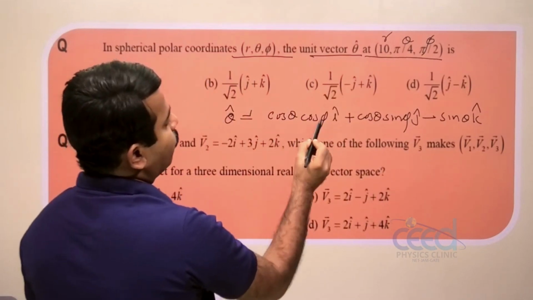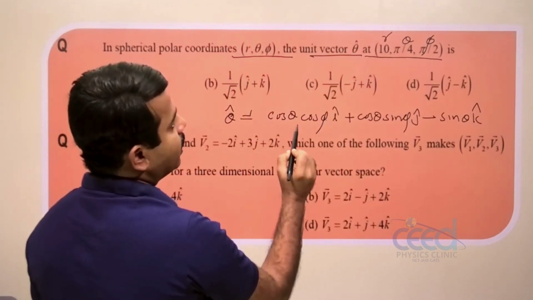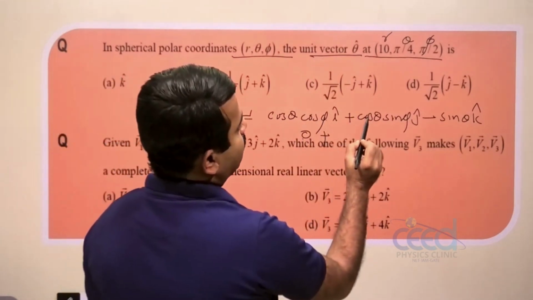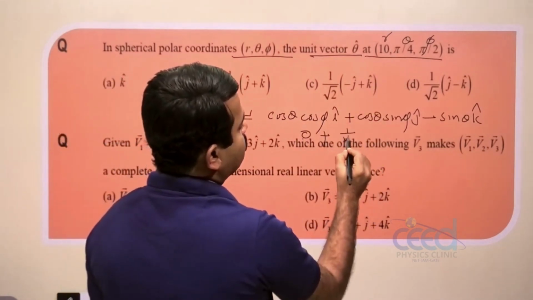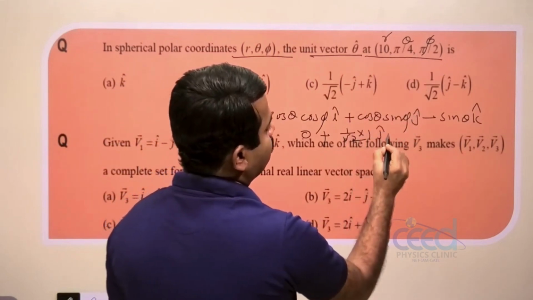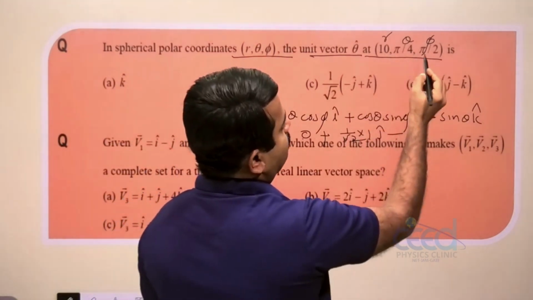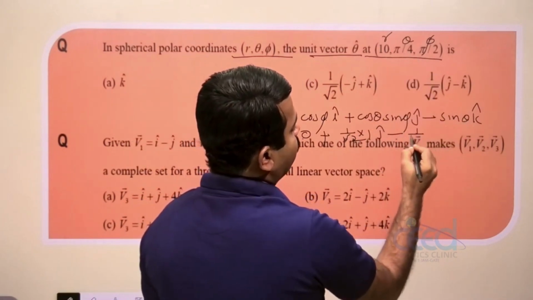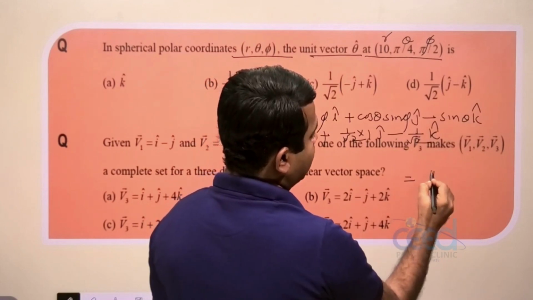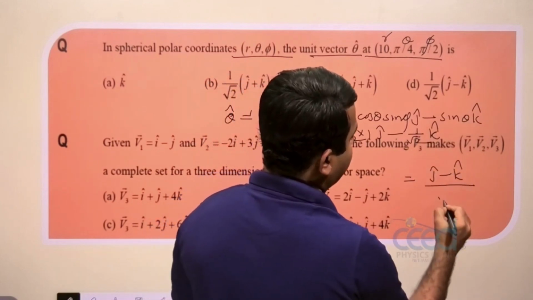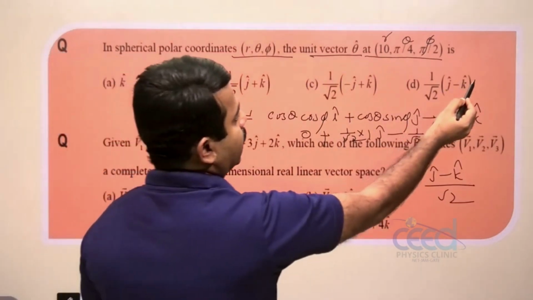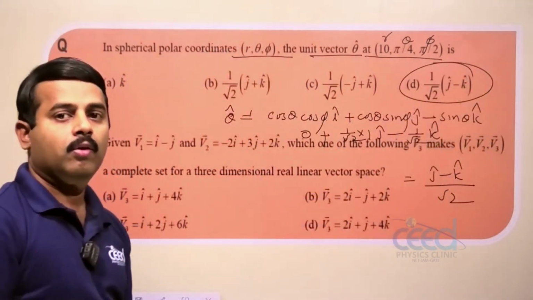If you substitute phi equals pi by 2, cos 90 is 0, so this part is 0. Here cos theta, that is cos pi by 4, is 1 by root 2, sin phi is 1, then j cap, minus sin theta, sin pi by 4, again 1 by root 2, k cap. Then what can I write? j cap minus k cap divided by root 2. Then which is the option? Option D is correct.